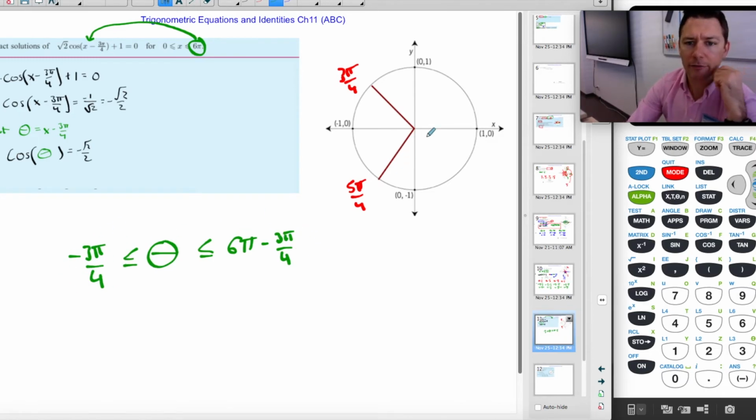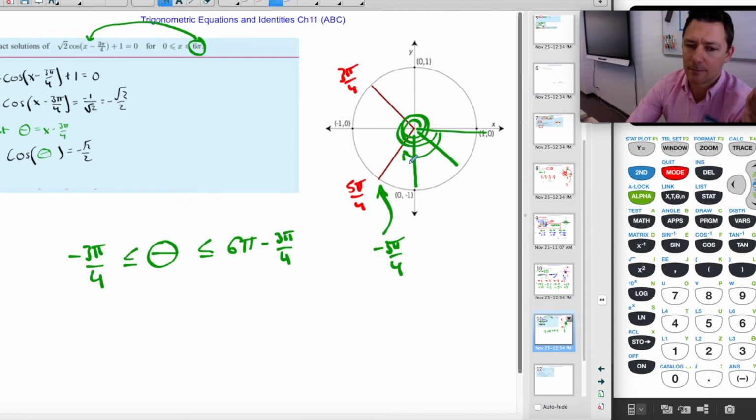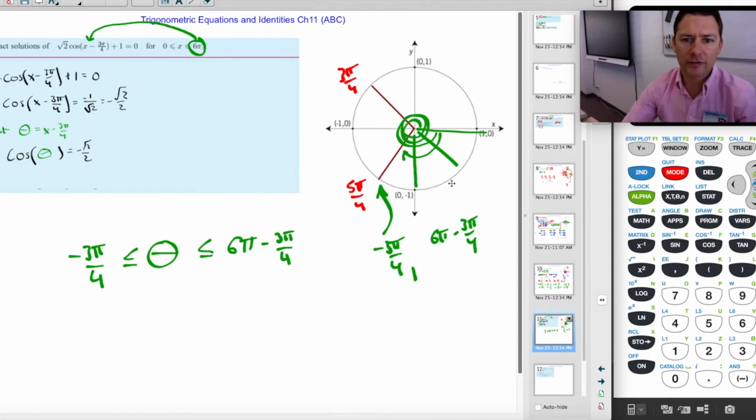You can clean that up, but we're really just looking for a location in space. So negative 3 pi fourths is starting at 0 and working backwards: 1 pi fourths, 2 pi fourths, 3 pi fourths. So this spot is negative 3 pi fourths. And 6 pi is 3 spins around, 1, 2, 3. And then back off 3 pi fourths. It's in the same spot. So this is also the site of 6 pi minus 3 pi fourths.